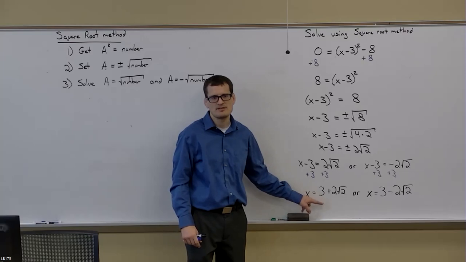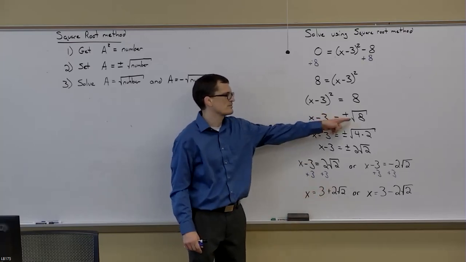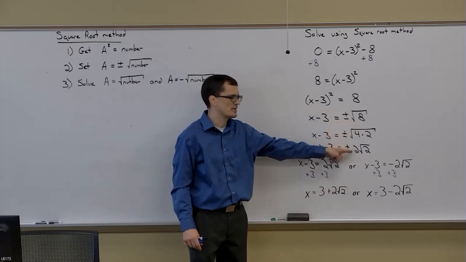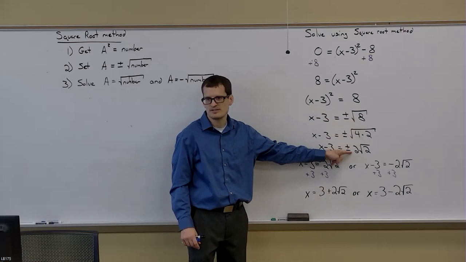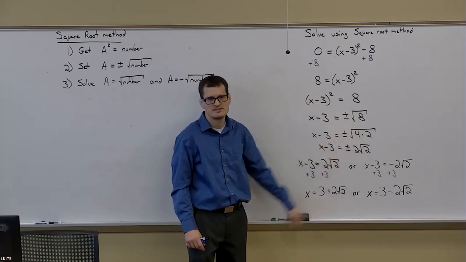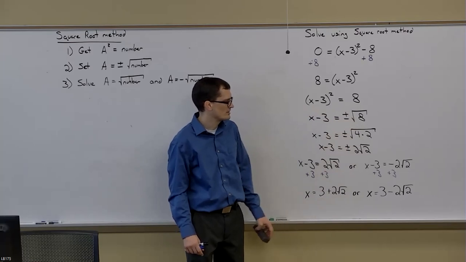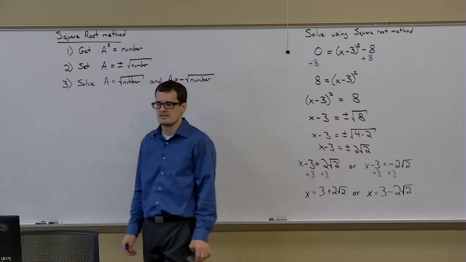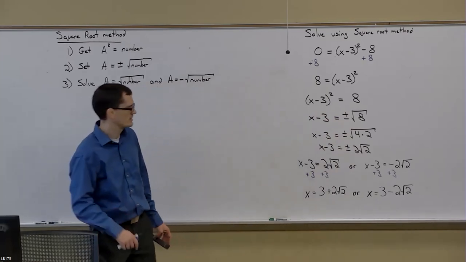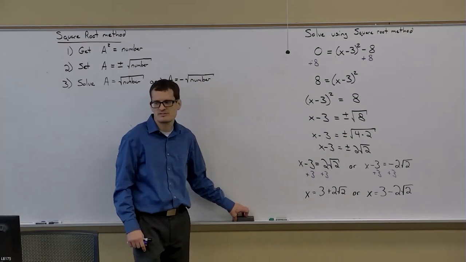So you just type in 3 plus 2 root 2 in your calculator. Or if it asks you for the decimal version, you really didn't need to change it from square root of 8 to 2 root 2. Does that make sense? Could have just said 3 plus square root of 8, that's one answer, and 3 minus square root of 8 is your other answer.